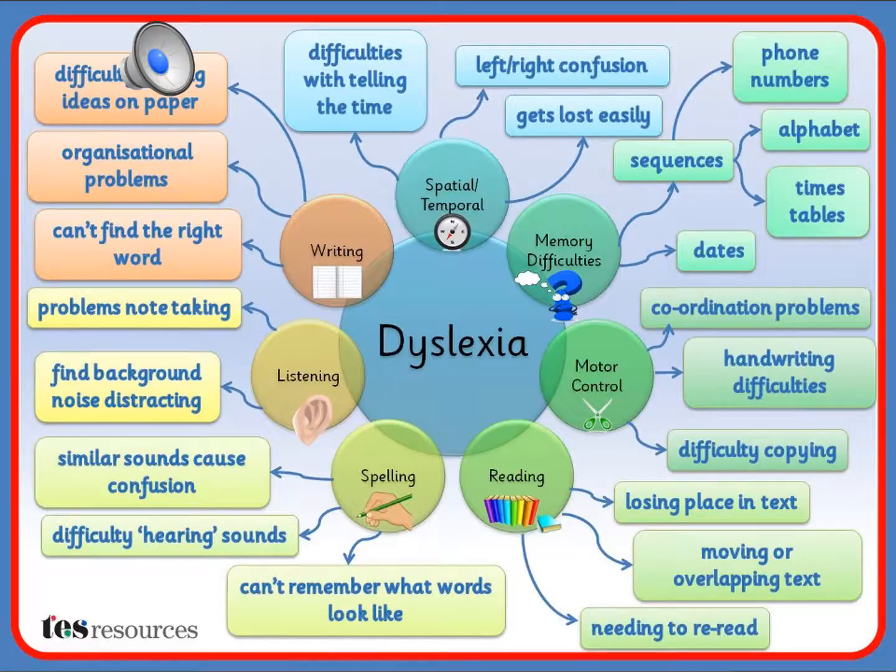This is just a graphic image I found when I was conducting my research. It shows the different characteristics of dyslexia, and you can see how dyslexia affects different parts of an individual, such as reading, spelling, listening, writing, memory, motor control, and even spatial and temporal skills. Some of the things that stood out to me were the fact that oftentimes people with dyslexia can't remember what words look like. They could even have coordination problems, difficulty hearing sounds, or difficulty with their handwriting.